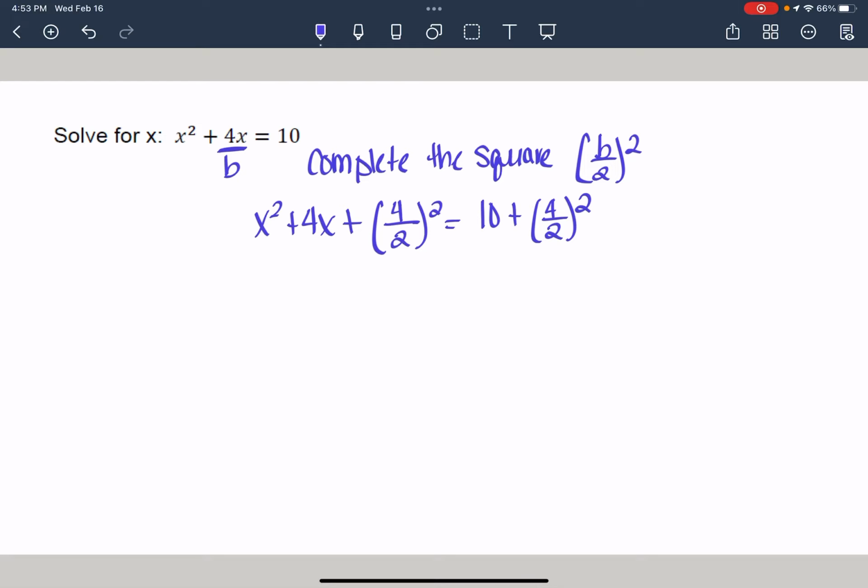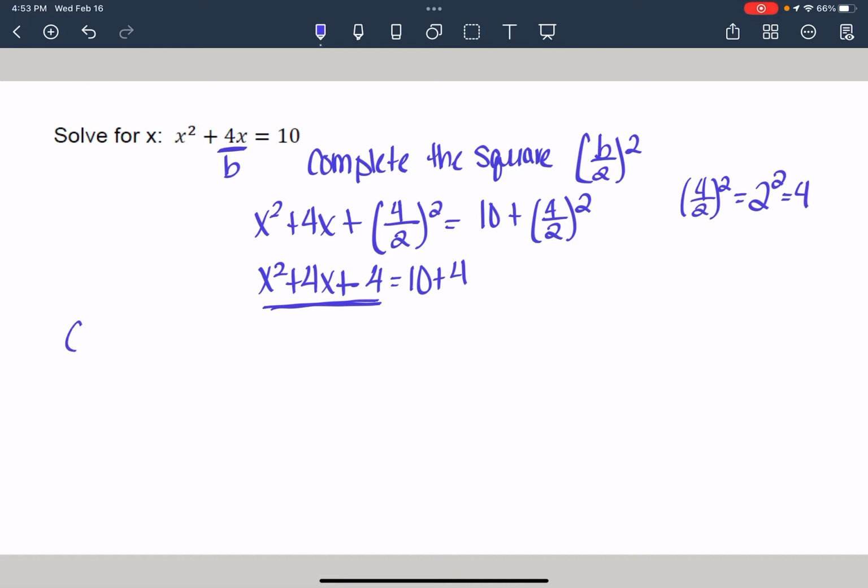So x squared plus 4x plus, let's look at that (4 over 2) squared. 4 over 2 is 2, and then 2 squared is 4. So we're going to add 4 to both sides of our equation. Remember, when we complete the square, this left side is going to turn into a perfect square trinomial that has the form (x plus b over 2) squared. Since b is 4, this is going to turn into (x plus 2) squared equals 14.